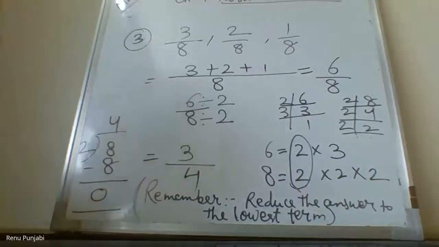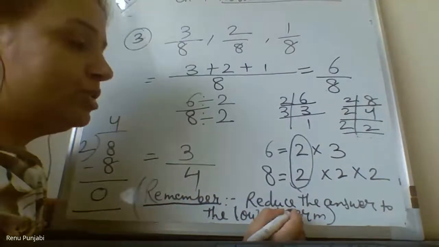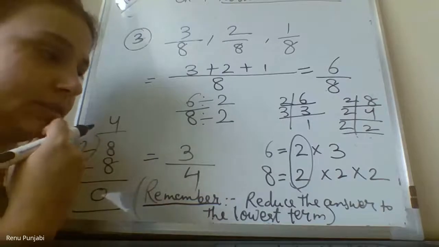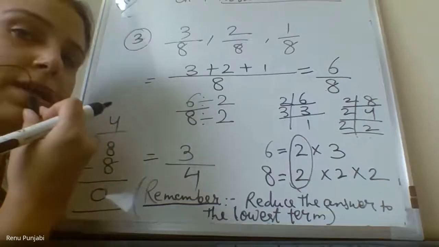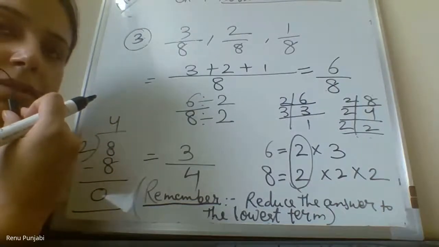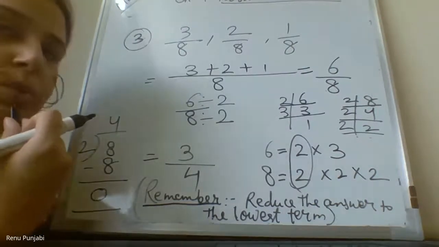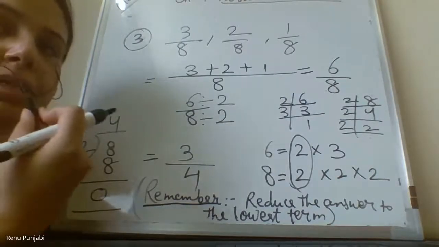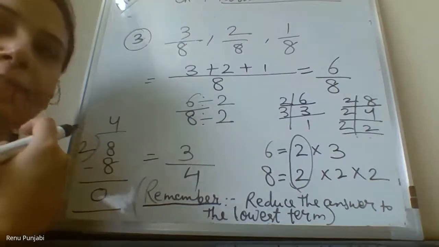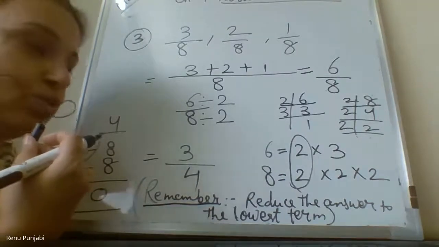Renu ma'am, can you repeat so I can type the line in the chat box? Yeah. Remember, first write the word remember. Reduce the answer to the lowest term. This key point you have to remember, that after adding or subtracting the fractions, you have to remember this line, that reduce the answer to the lowest term.